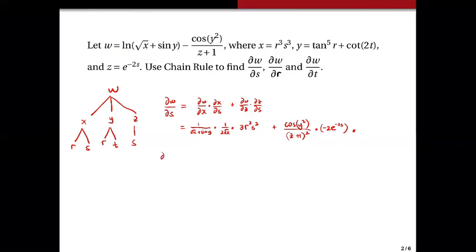Next, we want partial w with respect to r. We have an r for this part, so we will pass through x also to get to w. This guy here also has an r, so we will pass through y to get to w. So partial w with respect to r: we need partial w with respect to x times partial x with respect to r, plus partial w with respect to y times partial y with respect to r.